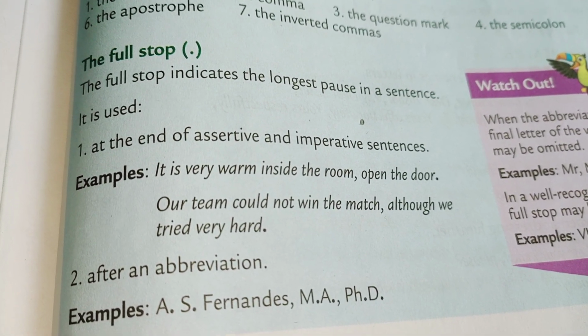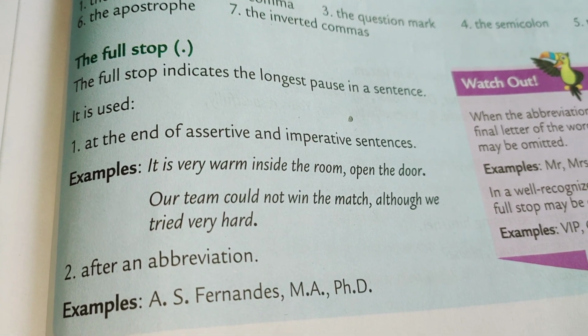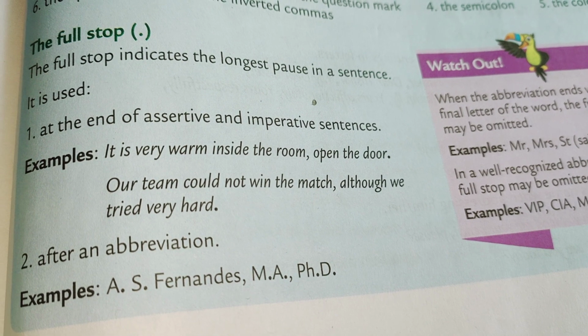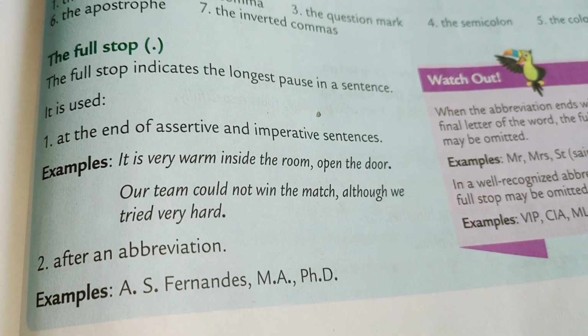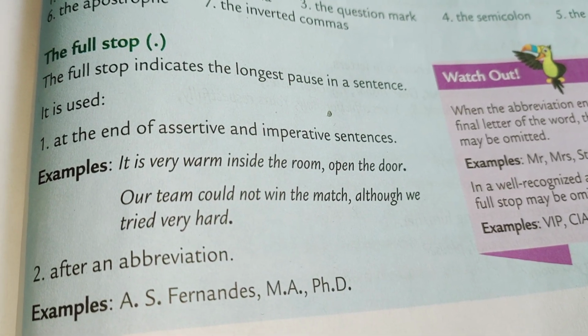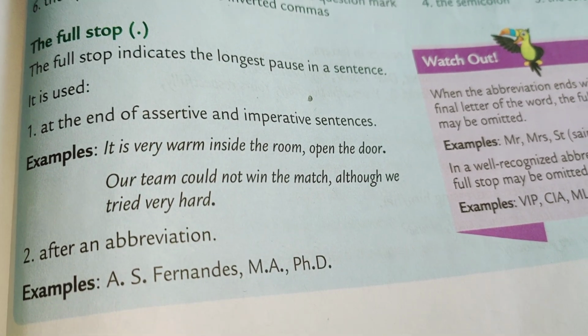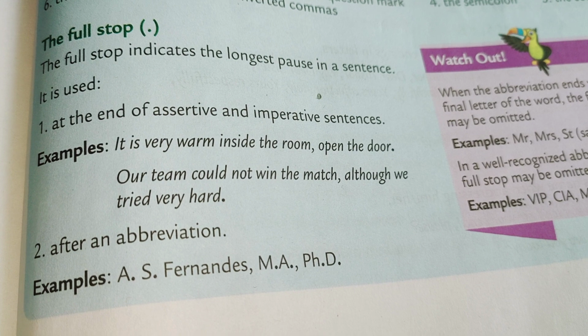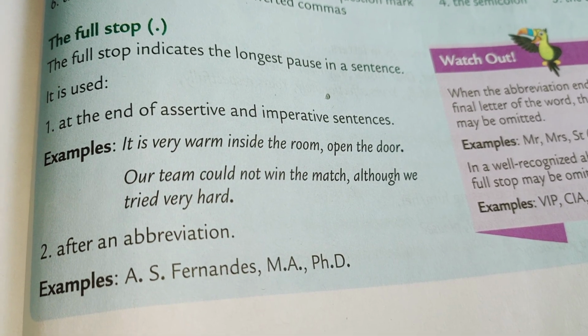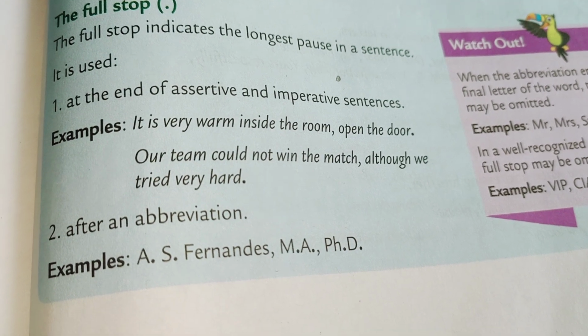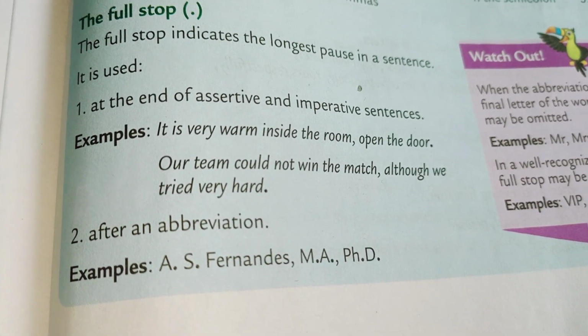Now if you see in the example, it is very warm inside the room, open the door. So now this is a request that we are making to someone. So in the end we are using the full stop. Our team could not win the match although we tried very hard. Again, this is an assertion, and after this we are using a full stop at the end of the sentence. Second is after an abbreviation.